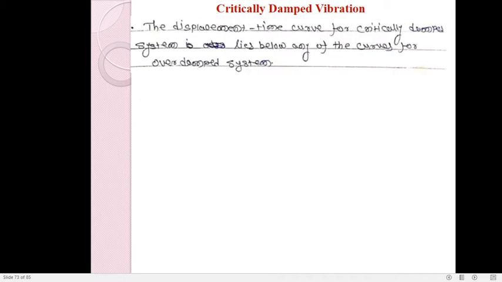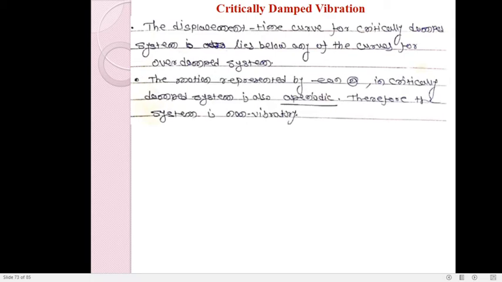So the displacement time curve for a critically damped system lies below any of the curves for overdamped systems, definitely. Whatever displacement time curve you get for the overdamped condition, the curve for the critically damped system lies below that.